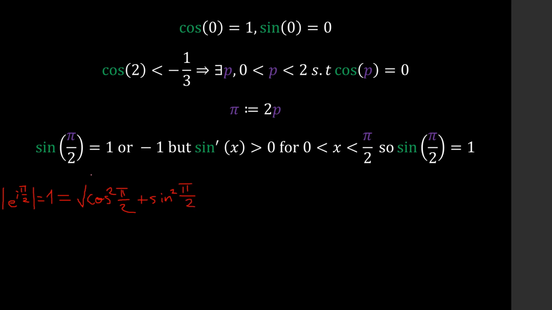And you take the square root of all that. And so you know that this here is equal to 0. So if you want the square root of a square number to be 1, well, that number has to either be 1 or minus 1.